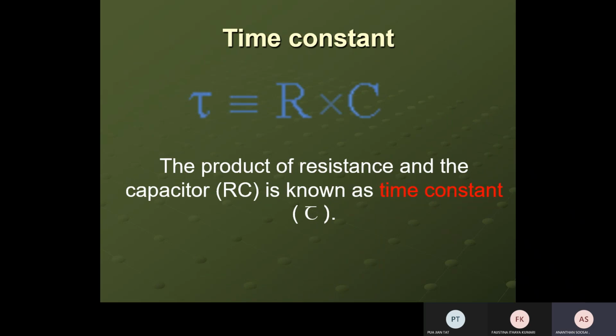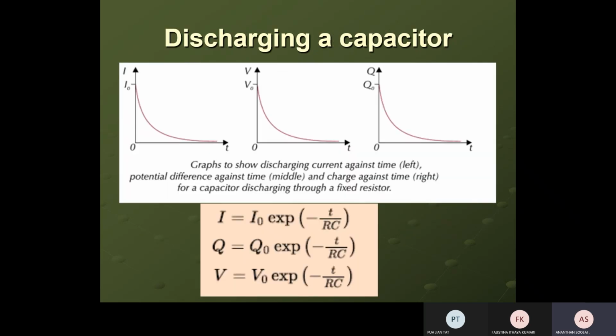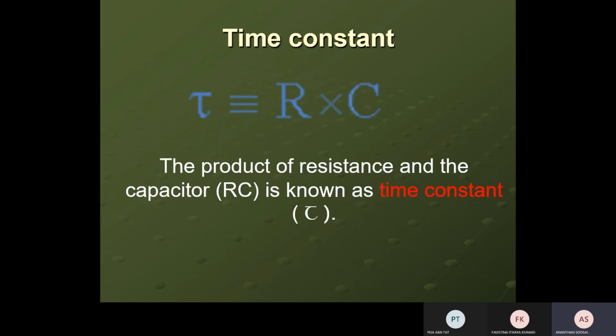The RC in the equation, R times C, is called the time constant. It has a special name: the time constant. The product of resistance and capacitance is known as the time constant. This is a very important term for capacitors. If RC is huge, it takes a longer time to discharge.